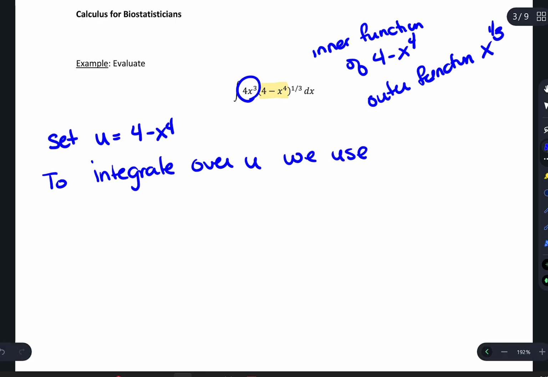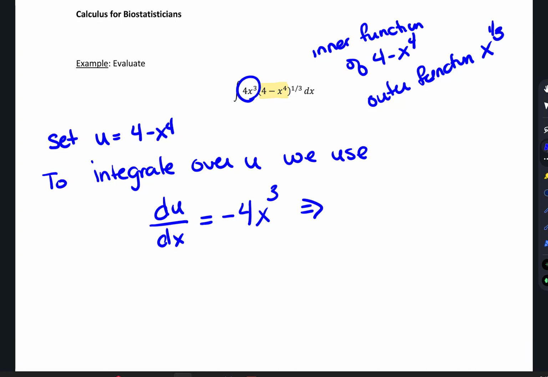So in order to do that, we need to take the derivative of u with respect to x. And so again, u is equal to 4 minus x to the 4th power. So using our power rule, that's going to be equal to minus 4 times x to the 3rd. Now, we don't want to just have du/dx, we want to move dx over to the other side so that we can make a substitution. You'll see that here in just a minute. But notice this implies that du is equal to negative 4x cubed dx.